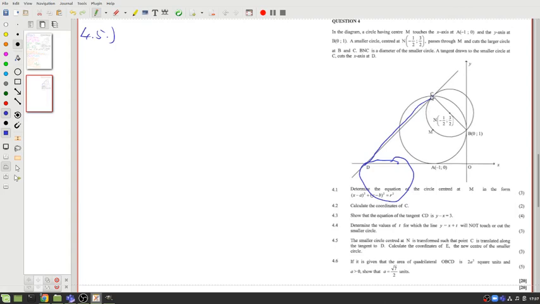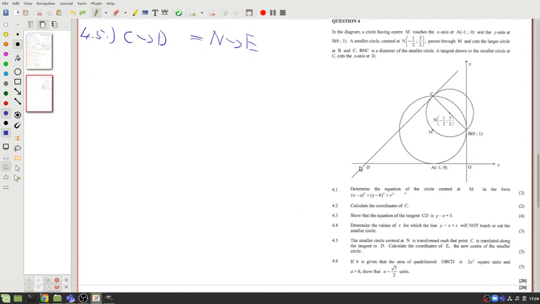So if C moves, the movement from C to D is exactly the same as the movement from N to E, because all the points move in the same way. So let's find what was the movement of the point from C to D. C's coordinates were negative 1, 2, and D's coordinates, have we calculated D's coordinates yet? No, so first let's do that. Let's first calculate the coordinates of D before we do the movement.